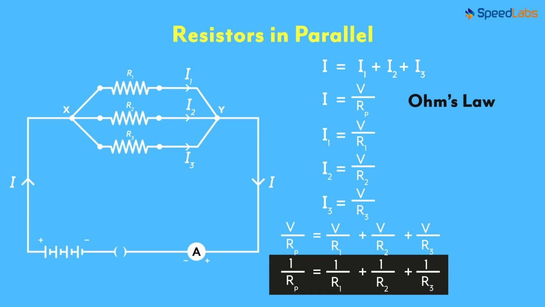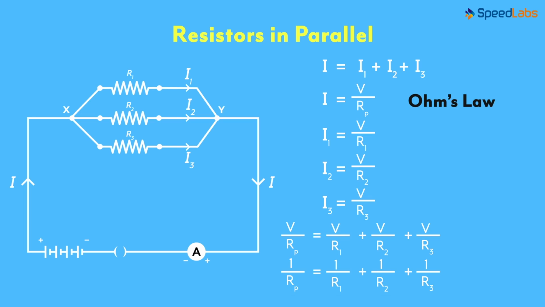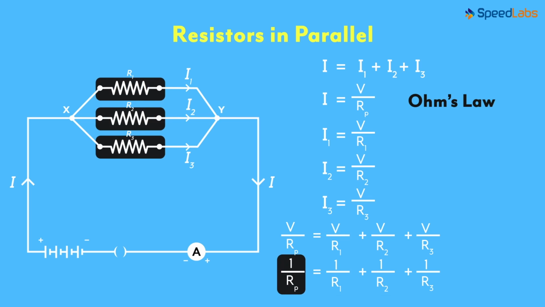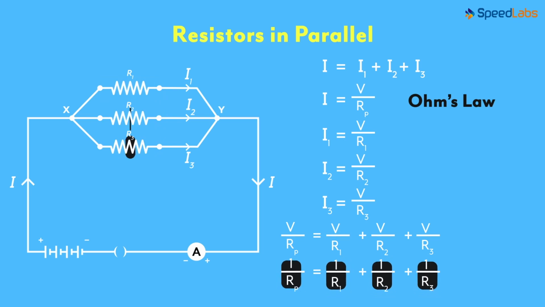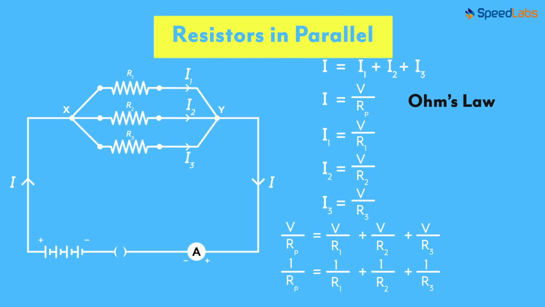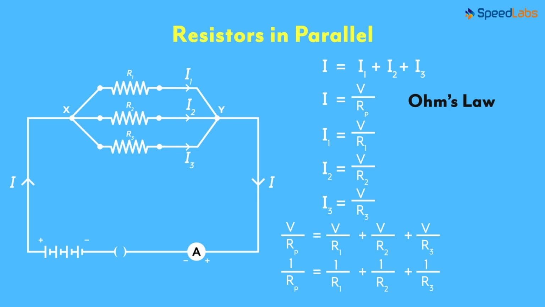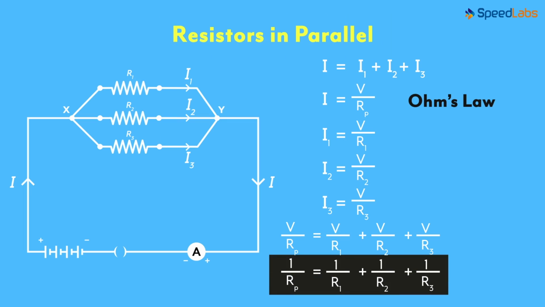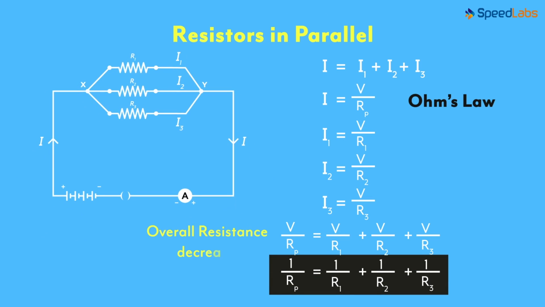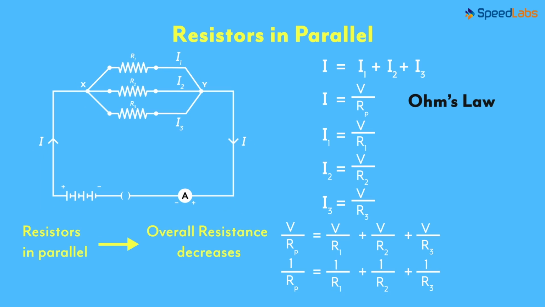This is a very important relation. How can we understand it? We can say that when resistors are connected in parallel, the reciprocal of the equivalent resistance is equal to the sum of the reciprocals of the individual resistances. That's the concept of resistors connected in parallel. Though it's not very evident in this formula, the overall resistance decreases when the resistors are connected in parallel. We will understand it better when we see an example in the next lesson.